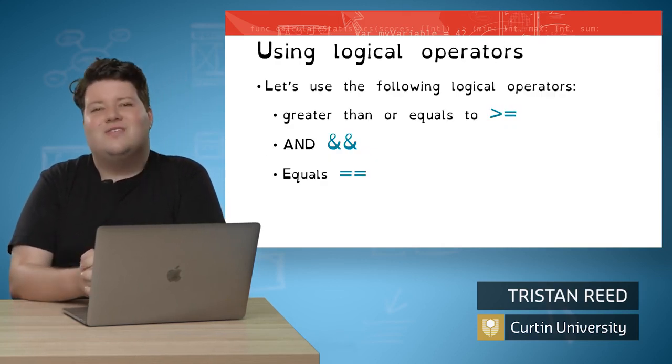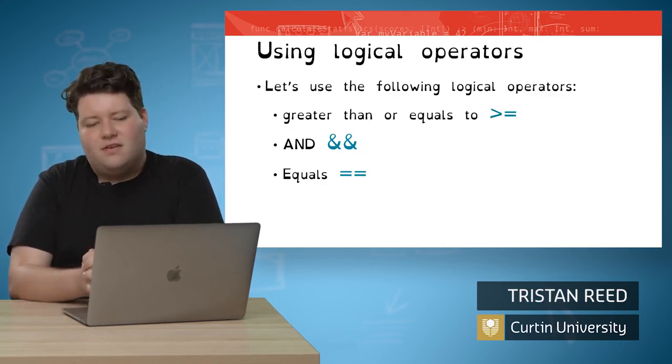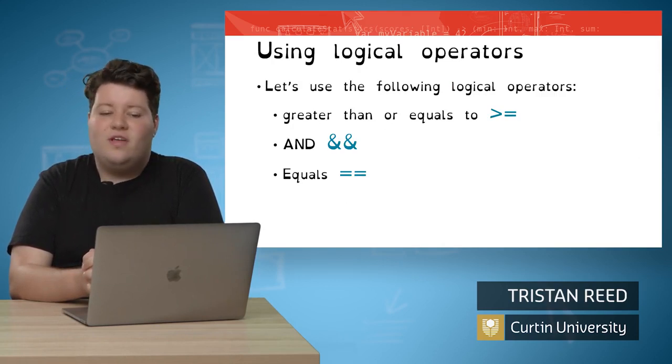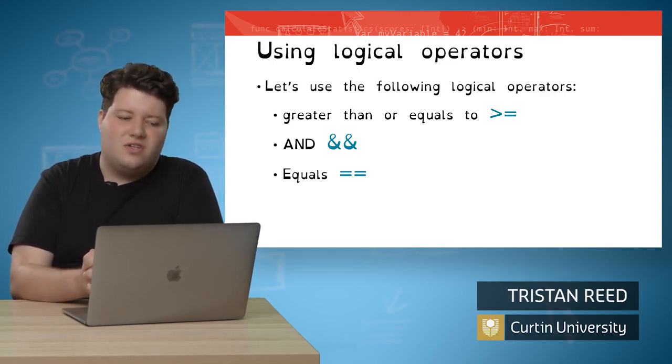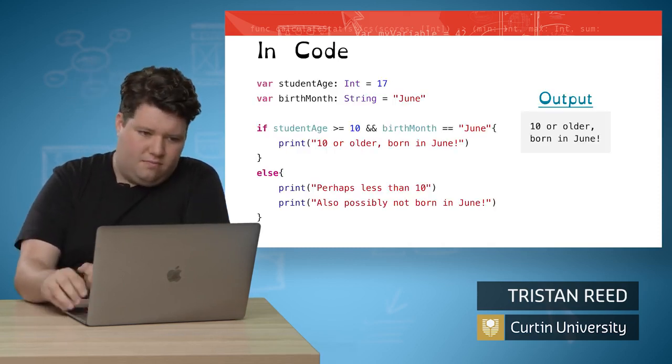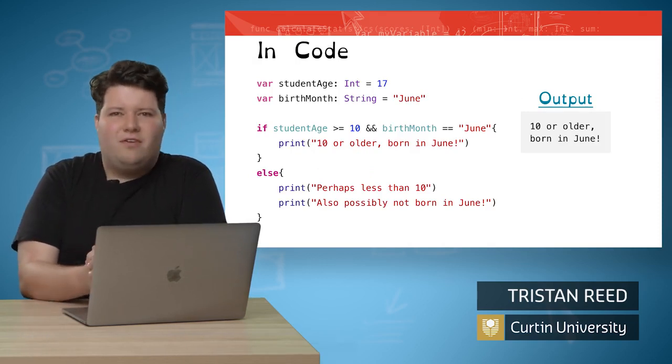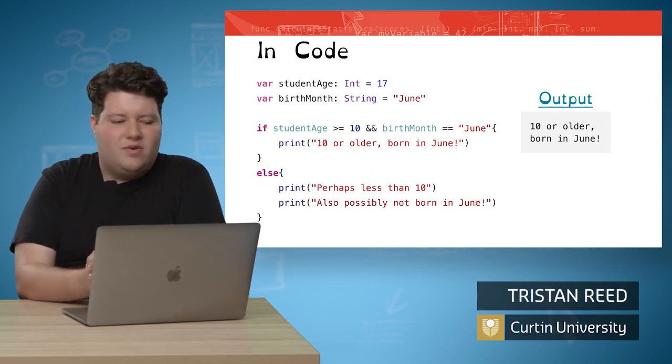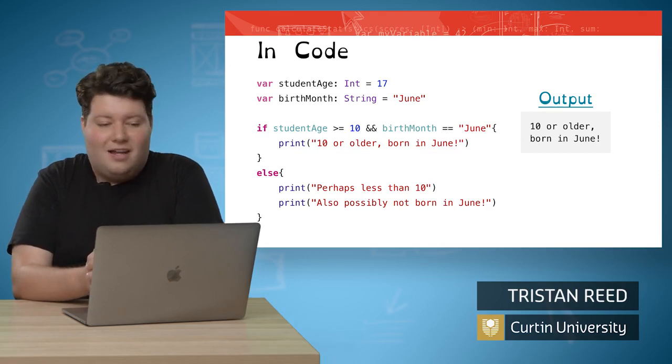We are now going to use these logical operators in Swift. You will see how we begin to join things together to make logical decisions. We're using the greater than or equals to, the AND and the equals operators. We now have an example of code on our slide, as well as the output from when we run it.